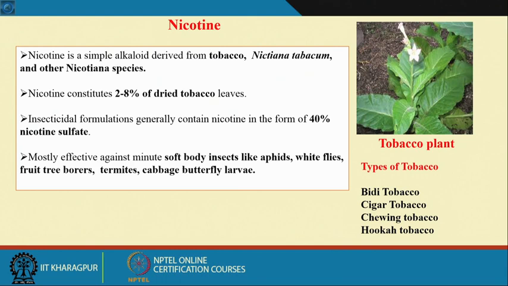So, these are the tobacco plants which can be used for the production of nicotine, such as different types of tobacco: the bidi tobacco, cigar tobacco, chewing tobacco, or the hookah tobacco. Those tobaccos can be used for nicotine production.